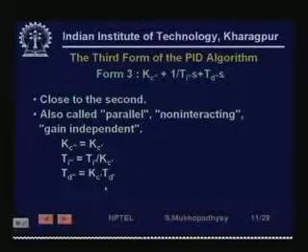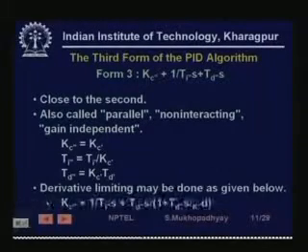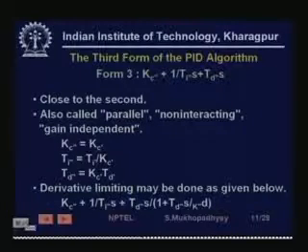So this is the relationship between the third form and the second form. You already have a relationship between the second and the first, so you can substitute and get the other one, and you can similarly do a derivative limiting by having another lag term with the derivative term.